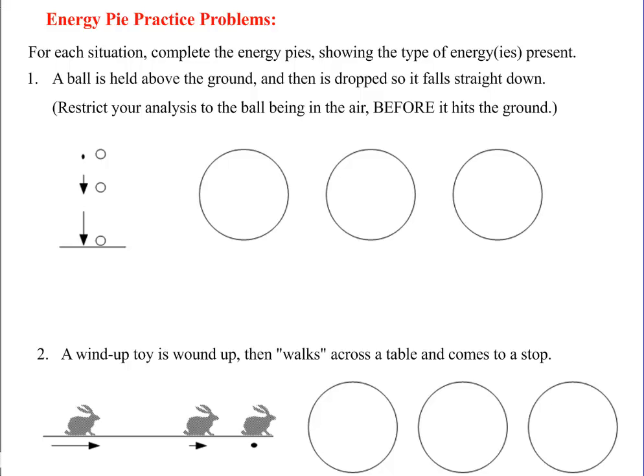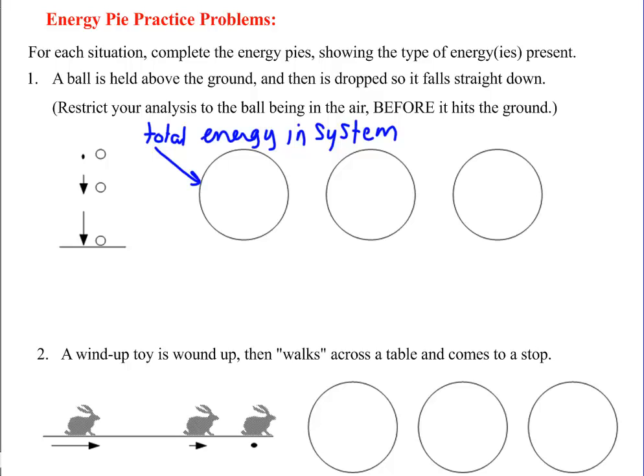One of the ways that we can graphically represent energy is with something called pie charts, or energy pies. And because energy is conserved, the pie represents the total amount of energy. As the object progresses through its event, the total amount of energy in the system doesn't change, but the energy can get converted from one type to another, or it can be transferred from one object to another in the system.